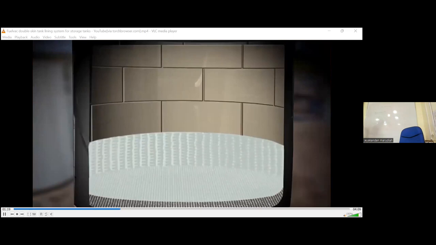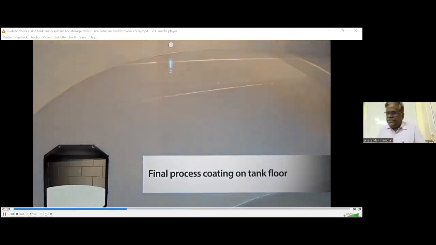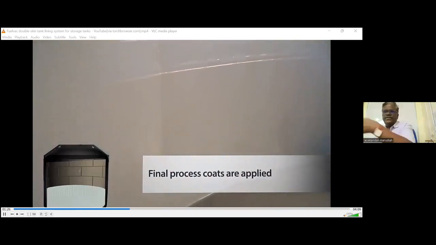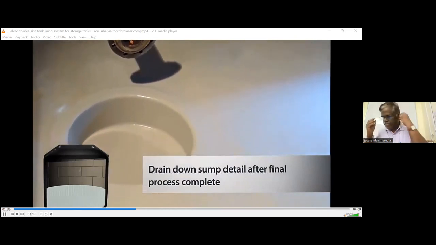Once the double skin lining is installed, the final coats are sprayed to complete the installation. To date, our double skin liners have been installed in tanks ranging from thousands to over 2 million litres, proving that any size tank can be double skinned.